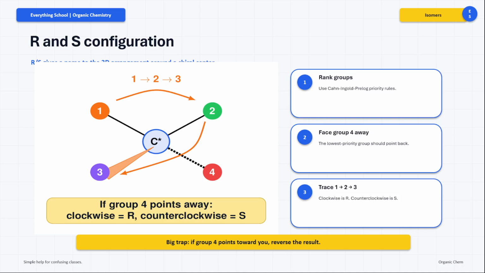Next, point the lowest priority group away from you. Then trace from priority 1 to priority 2 to priority 3. If the path is clockwise, the configuration is R. If the path is counterclockwise, the configuration is S.